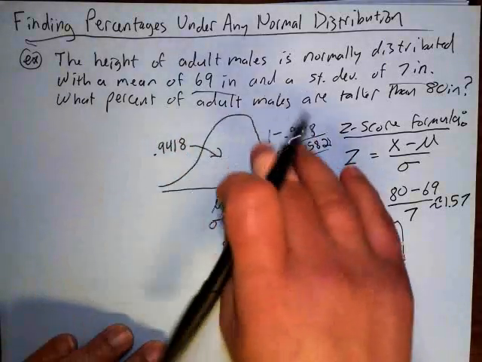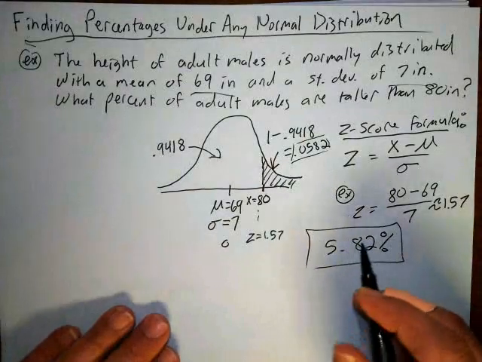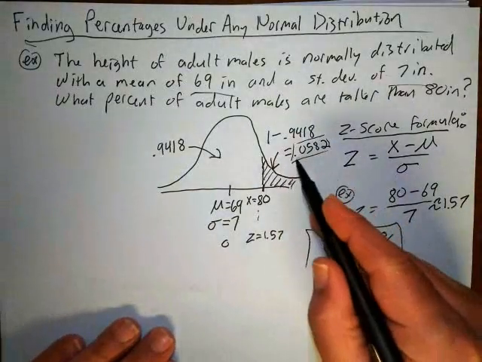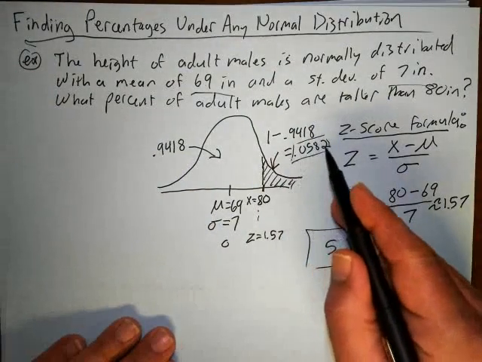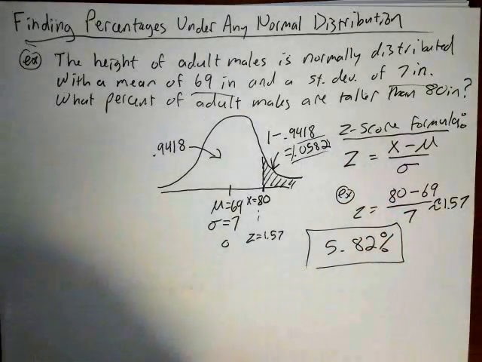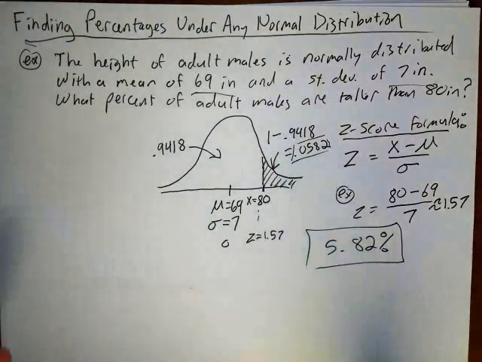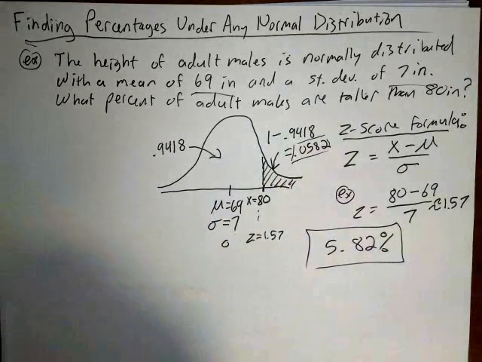If I randomly reached into the population and pulled out an adult male, then the probability that they would be taller than 80 inches would be 0.0582, or 5.82%. 5.82% of the time you're going to pull out an adult male taller than 80 inches, and the reason for that is because that is the percent of adult males that are taller than 80 inches. Okay?